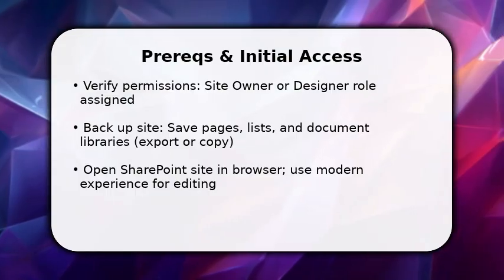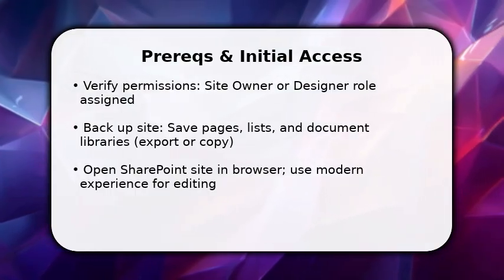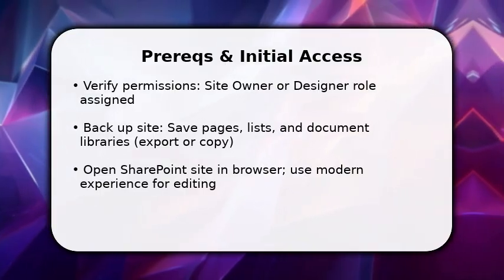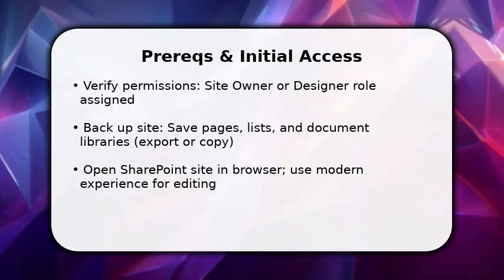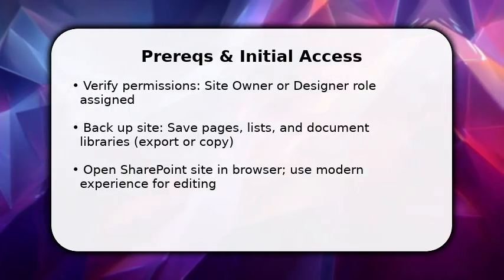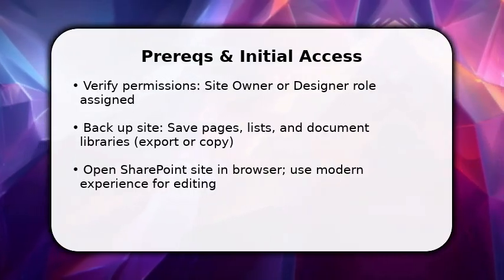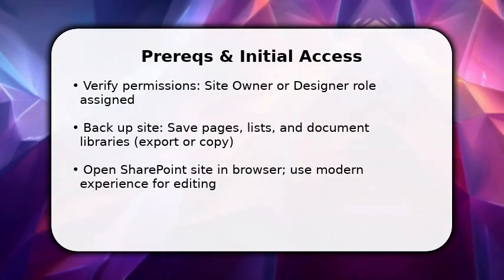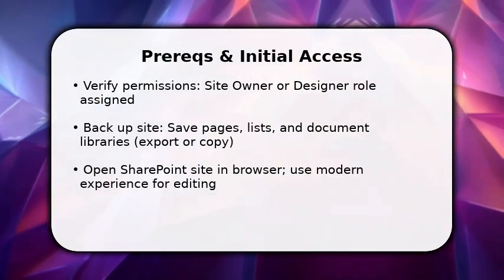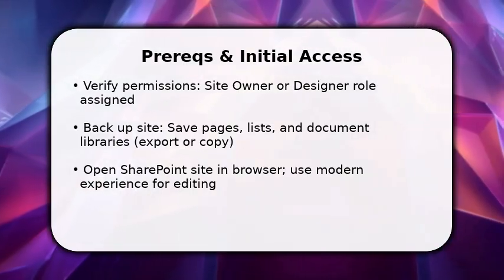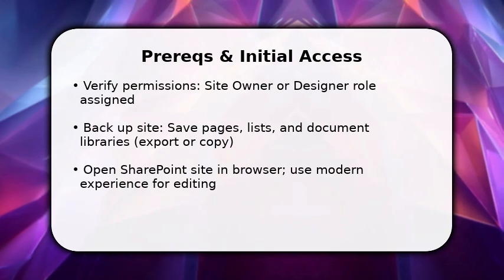Now open the SharePoint site and go straight to site contents. Once there, locate the page or list you intend to update and click Edit. Make sure to use the modern page editor for faster layout changes and web parts. This avoids legacy quirks. If you're updating documents, navigate to the library, select files, and use version history to preserve copies. Keep navigation visible so you don't lose context as you begin edits.